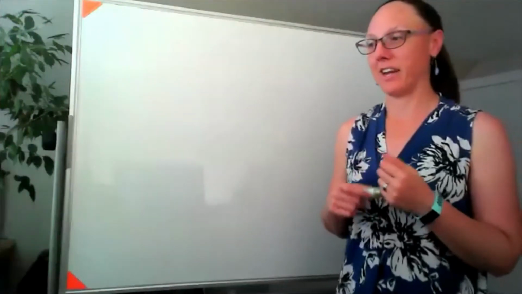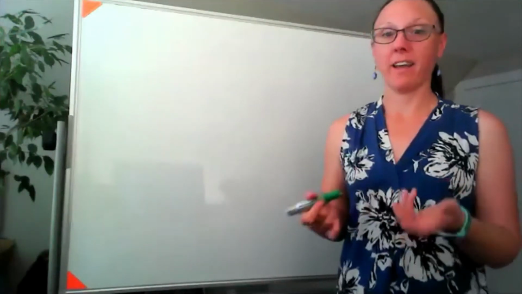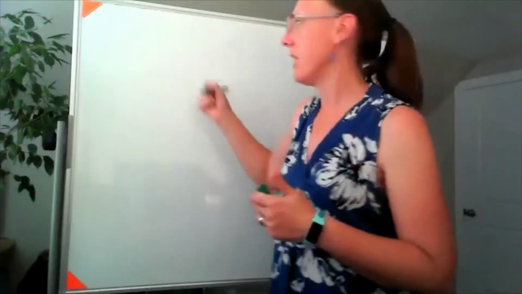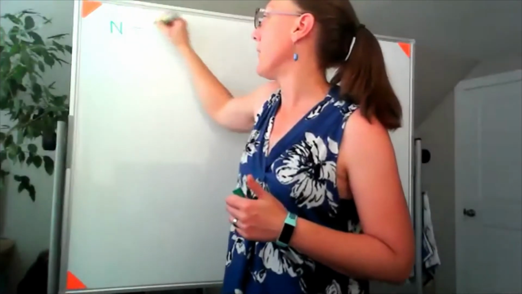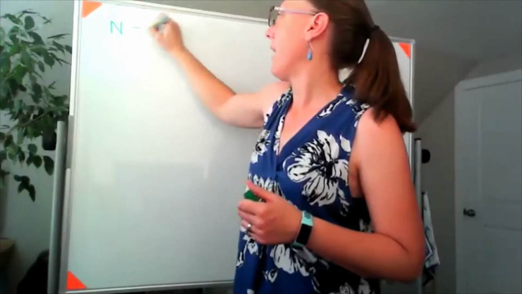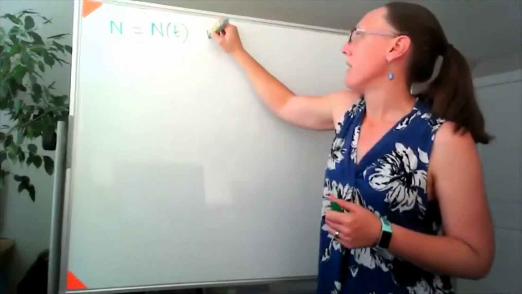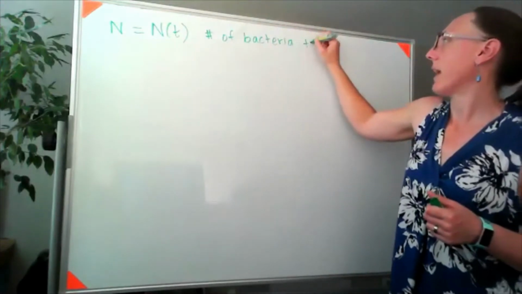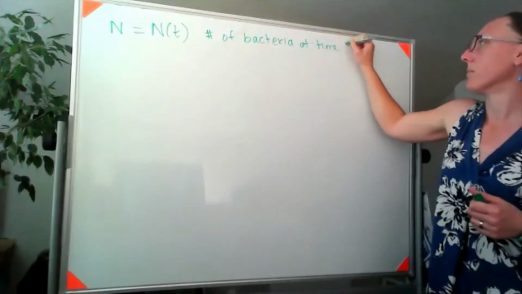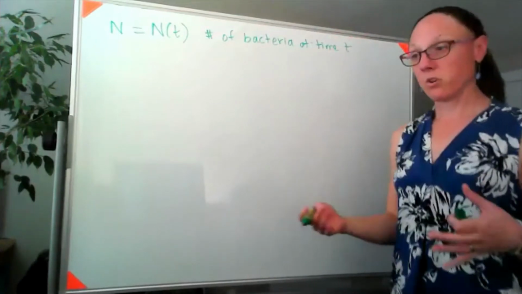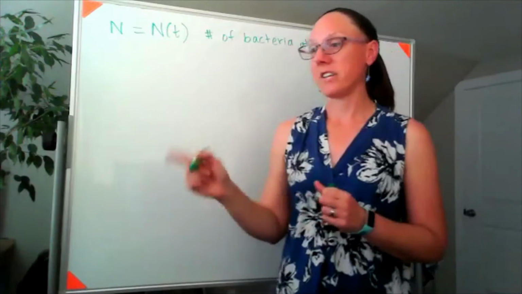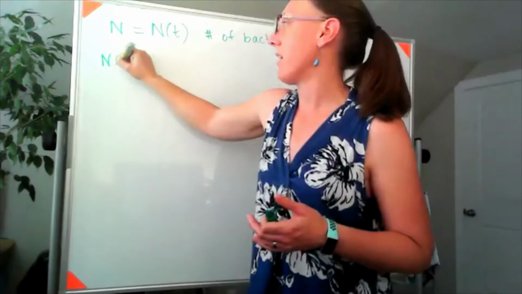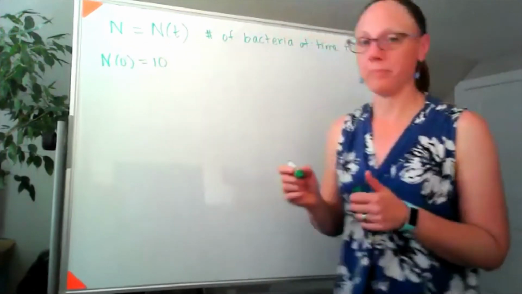Getting a population of bacteria. At the beginning, we're told that there are 10 bacteria. So we weren't really given letters for anything. I'm going to let n of t be the number of bacteria at time t. So when we're told that there are 10 bacteria in the beginning, that tells me that n of 0 should be 10.